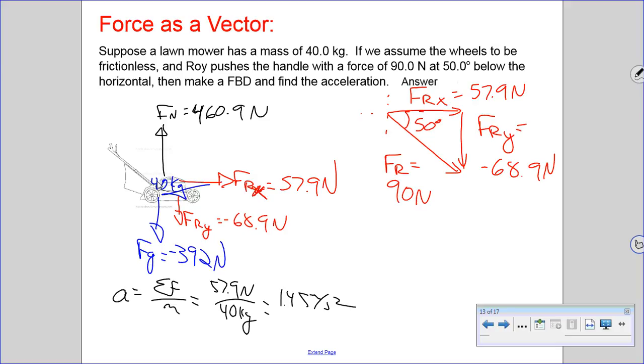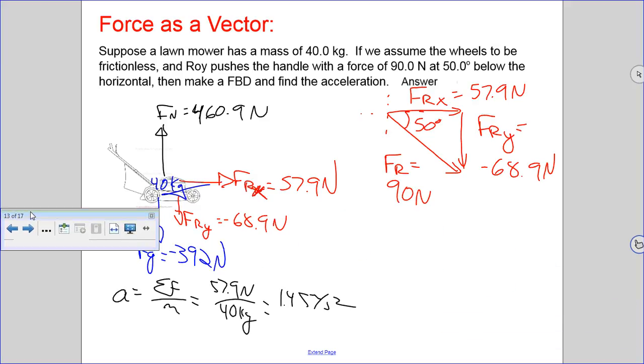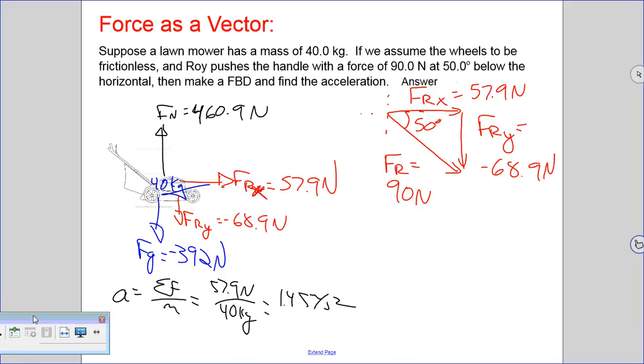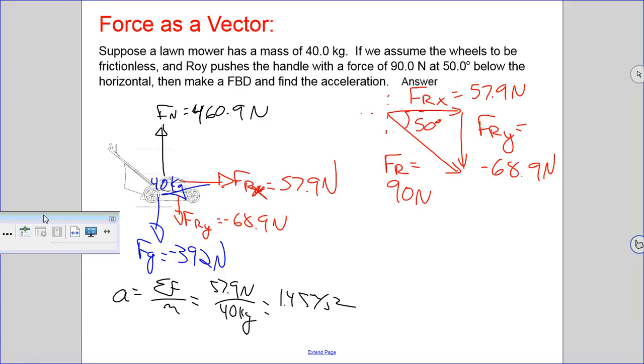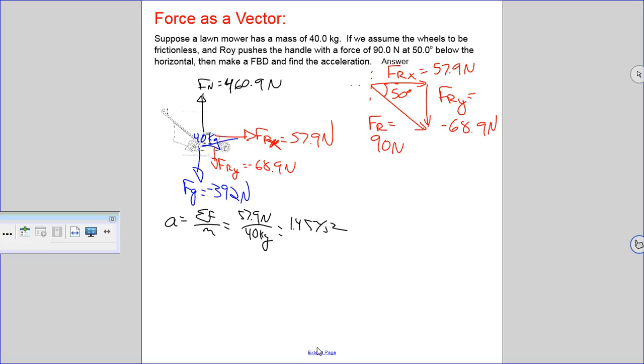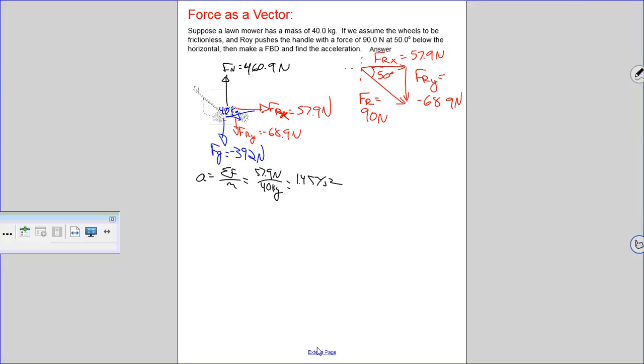Good. Now, technically speaking, if you want to make a textbook free body diagram, like on the AP test, here's what your free body diagram would look like. Let me free up a little space here. Okay, so here's your free body diagram.